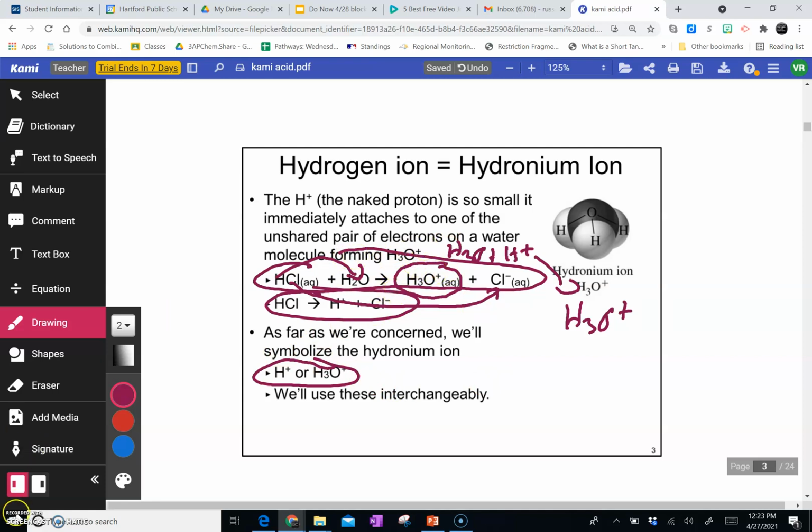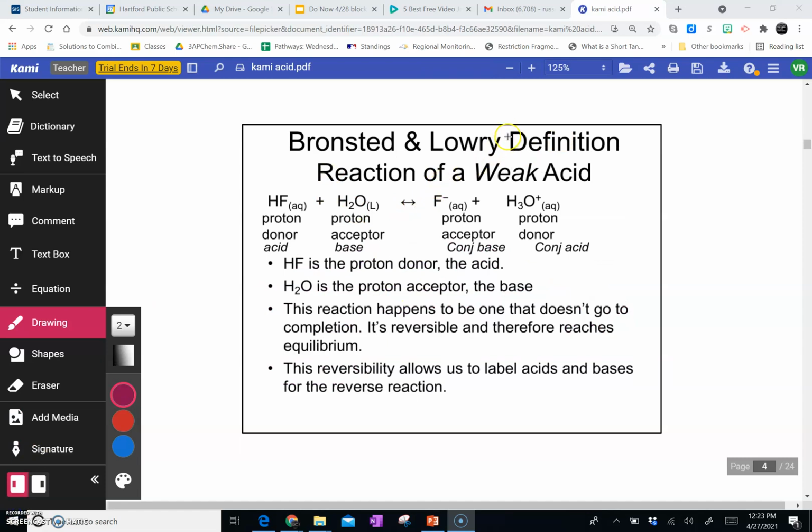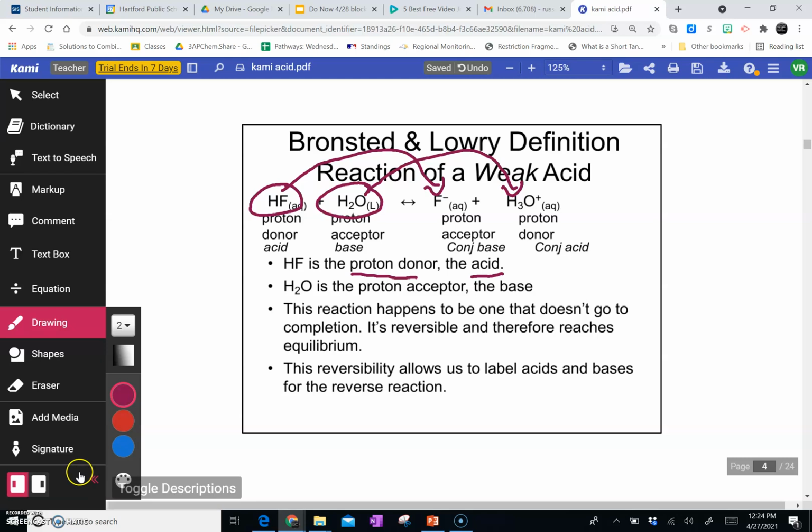So the first goal of this lesson is going to be to identify acids and bases in a reaction. If we take a look at this, HF is becoming F-. So that means it's releasing H+. So it's the proton donor and the acid. Whereas water here is accepting H+ and becoming hydronium. So since it's accepting H+, or accepting a proton, it's the base.